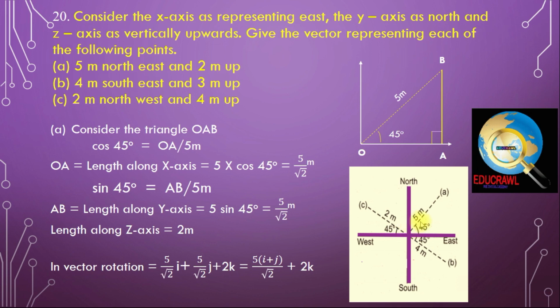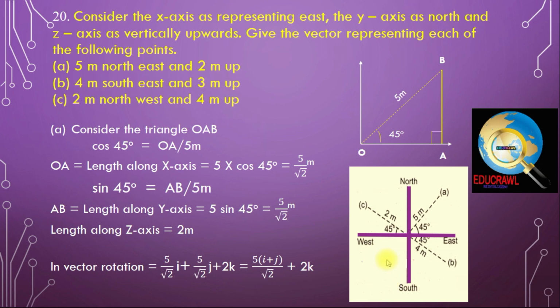So in northeast we have to draw a line whose length is 5 meter and 2 meter up. It is just 2-dimensional. 3 meter up can't be drawn in a 2-dimensional figure. So 3 meter up it will be in z-axis. And B. See B how it is drawn.